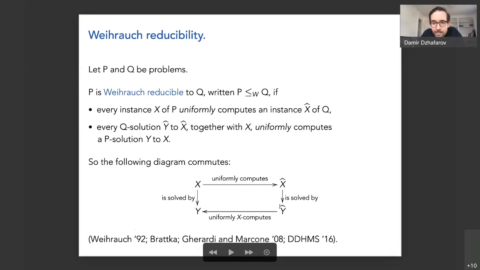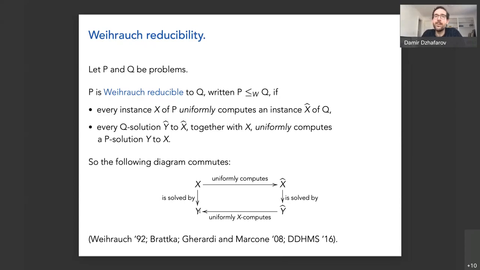Similarly, the procedure in the back direction has to be uniform. So if you give me any solution Y hat to X hat on the Q side, it uniformly computes, together with X, a solution Y to X on the P side. So it's a uniform procedure, and you can really think of this as a kind of function. The function takes in an input X, outputs X hat, an instance of Q, and then takes an input Y hat and outputs a solution Y to X. So it's really one single machine doing this. In computable analysis, this is the view that the subject takes, so it's a natural kind of reducibility to look at there.